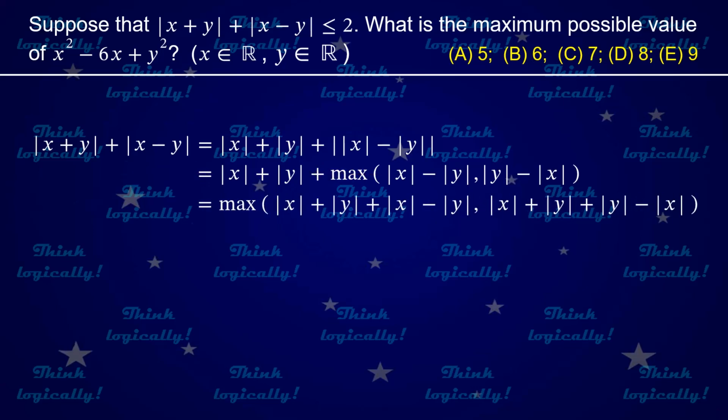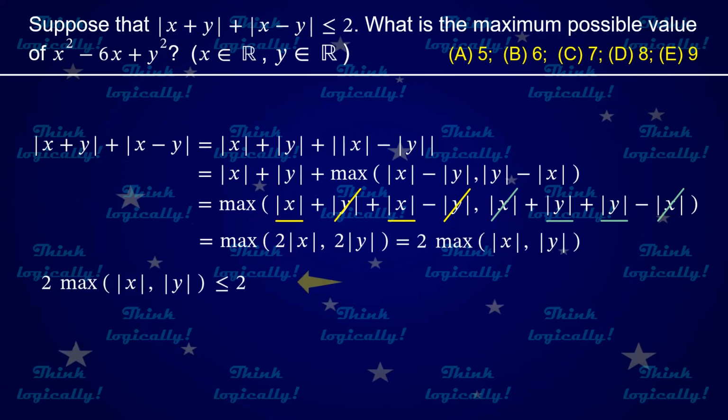This is our golden moment. Some terms are cancelled out, the remaining terms are merged. So we end up with a really compact expression, which can be made even smaller by placing common factor 2 outside the maximum. So this is what is hidden behind the given inequality. And of course we can simplify it by dividing both sides by 2.